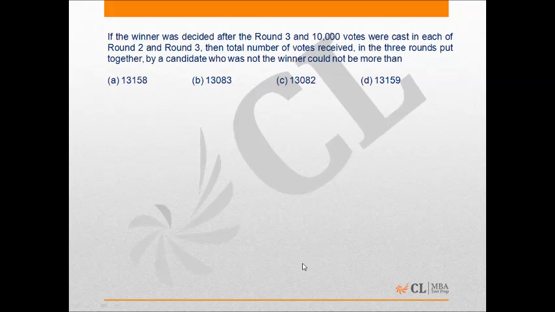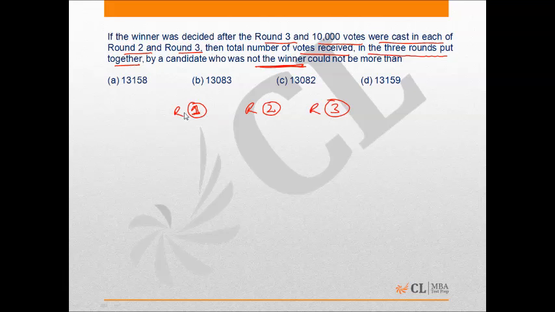Next question, it says if the winner was decided after round 3 and 10,000 votes were cast in each of round 2 and 3, then what is the maximum total number of votes received in the 3 rounds put together by a candidate who was not the winner? So I have to maximize the votes of a candidate who is not the overall winner.